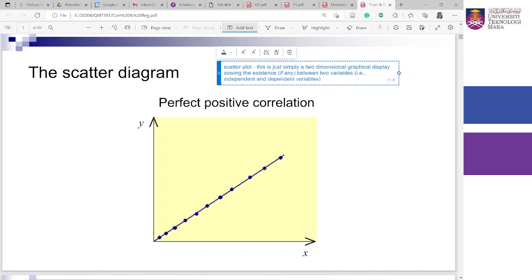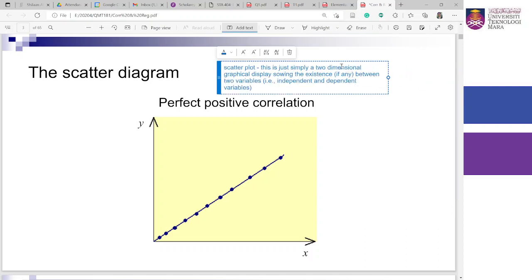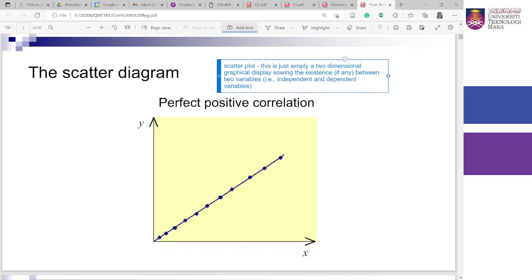So we're gonna have this kind of situation, right? So in general, when we talk about scatter plot, it's just simply a two-dimensional graphical display. So in this case, kita ada paksi X dengan paksi Y, ataupun we have the horizontal axis and the vertical axis, where the horizontal axis normally represents the independent variable and the vertical axis represents the dependent variable. And in general, biasanya kita denote this independent and dependent variable with the notation X and Y. Okay, X refers to the independent variable, meanwhile Y is referring to the dependent variable.